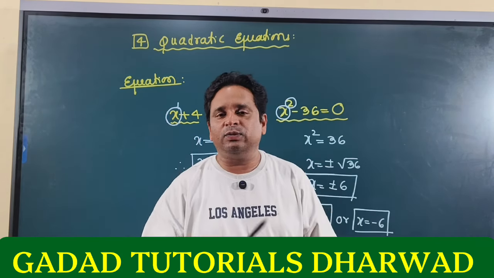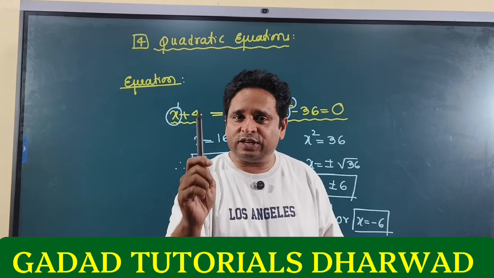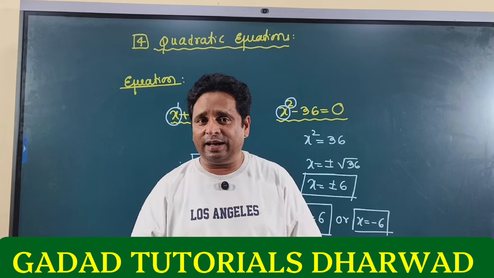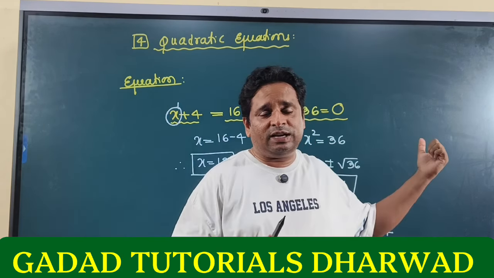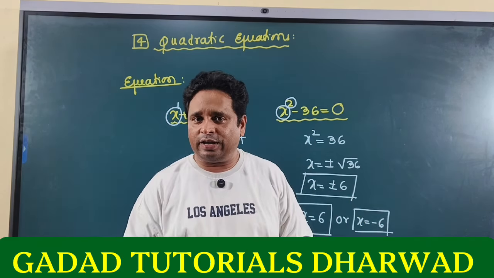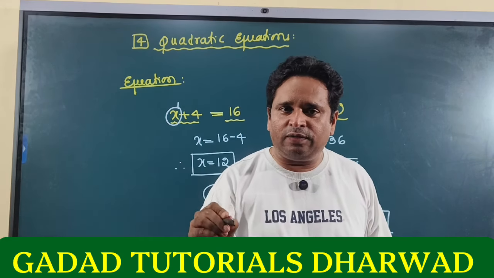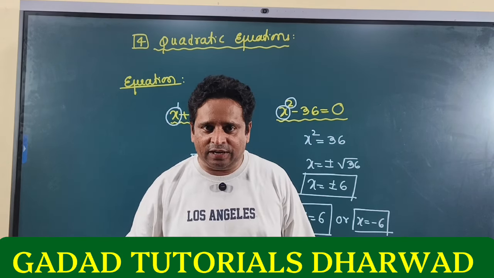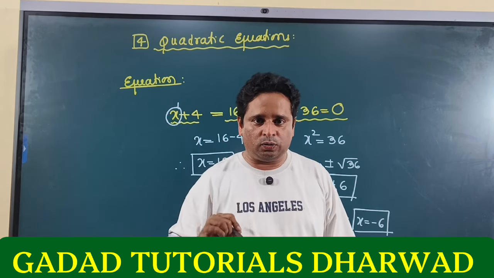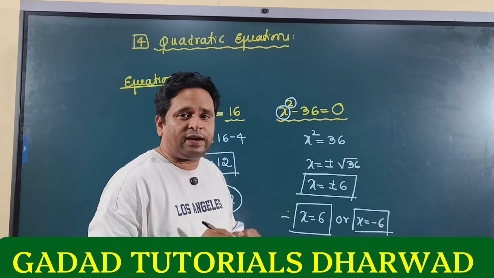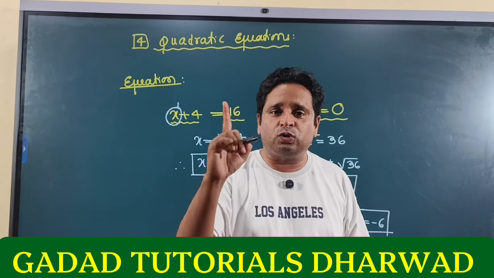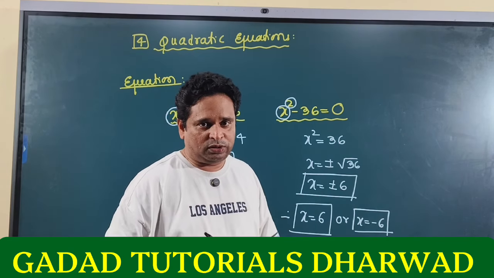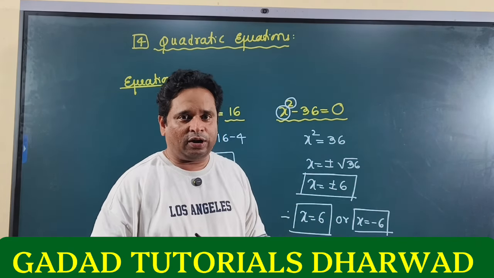And children, by this we can conclude that a linear equation has one root and a quadratic equation has two roots. Once again, what is the difference between linear equation and quadratic equation? An equation involving a variable whose highest power is 1 is called a linear equation, and it has one root. An equation involving a variable whose highest power is 2 is called a quadratic equation, and it has two roots.